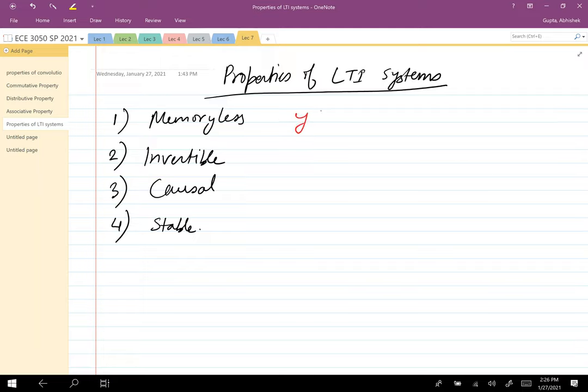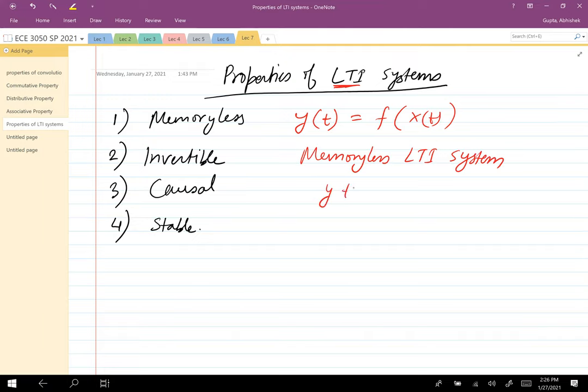Okay, so remember, in a memoryless system, y of t must be some function f of x of t. Now, within an LTI system, this function f has to be a linear function because only then can it satisfy the linearity property. So in a memoryless LTI system, y of t is just going to be some scaling k of x of t. Therefore, you are only going to amplify the input or reduce its amplitude, but you're not going to change the input fundamentally.